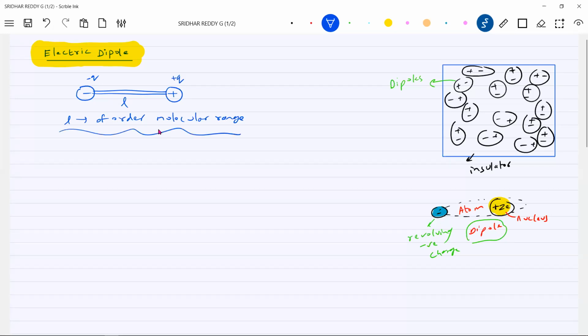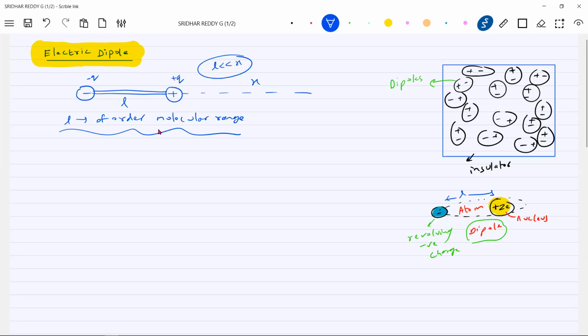So practically, compare this L with a point at a distance x. X can be anything, like 10 centimeter, 20 centimeter, 30 centimeter, even 1 meter. So L will be very much less than x. Here we put a condition. I think this is what happens in the numericals, sir. Why are you assuming like this? Because this distance will be of the order of molecular range.